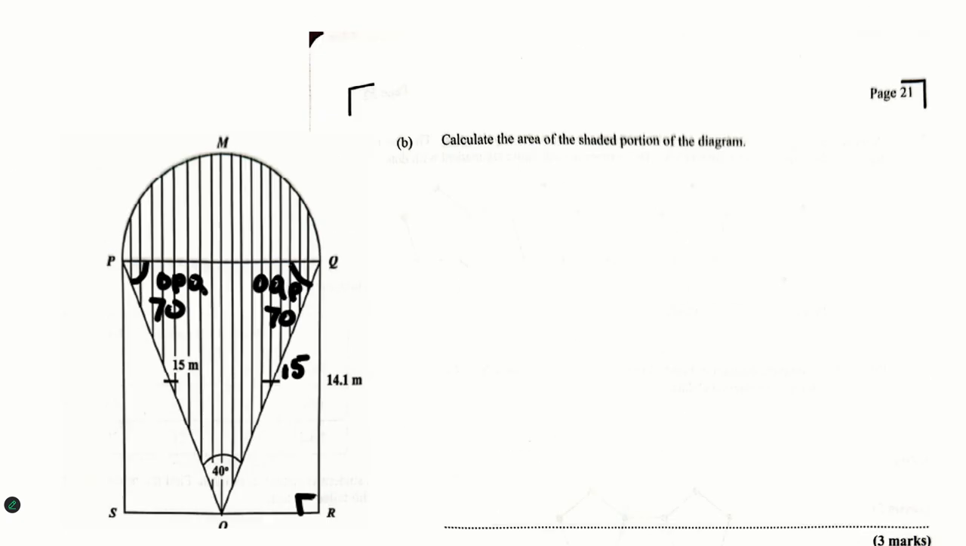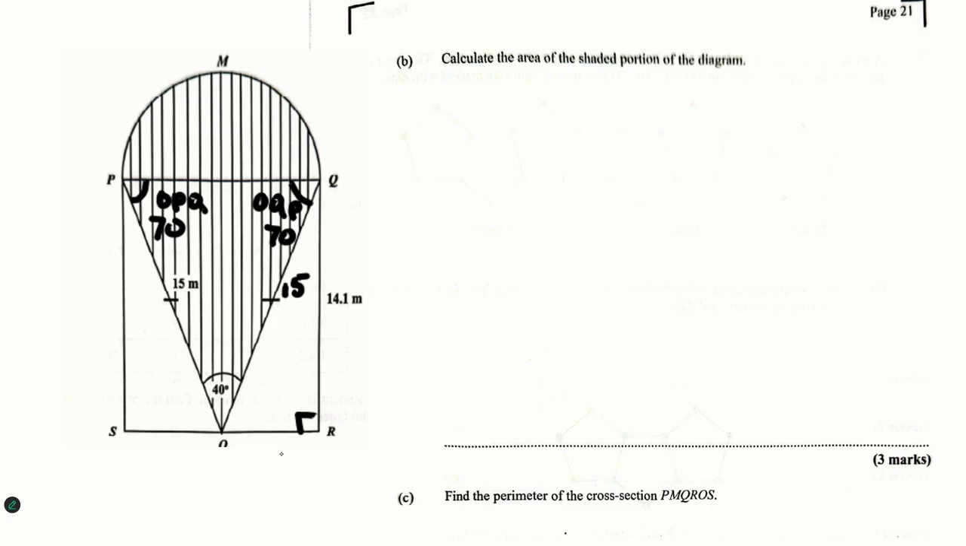So let's look at the next page. I just put a picture of the image so I won't have to keep on going back and forth. Calculate the area of the shaded portion. Now, sorry, I don't know what happened there.